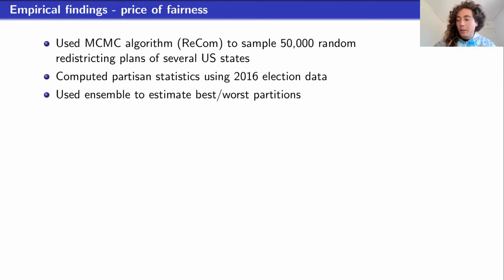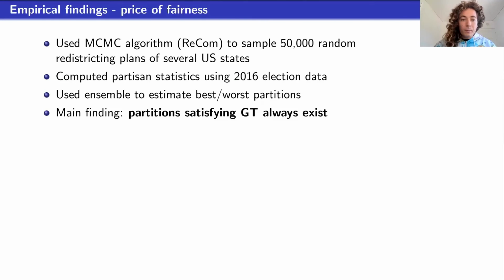And so what we do is we run a long Markov chain where we take an initial redistricting plan, make a bunch of changes iteratively to it, and then we get this huge ensemble of redistricting plans. We estimate the best and worst partitions for a party by just taking the best and worst observed number of seats. And from that, we can compute what the geometric targets are for each party. And our main finding is that partitions satisfying the geometric targets always exist.